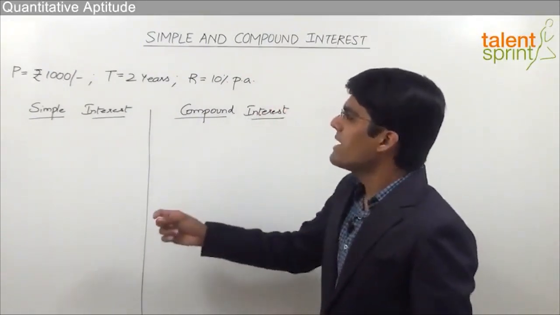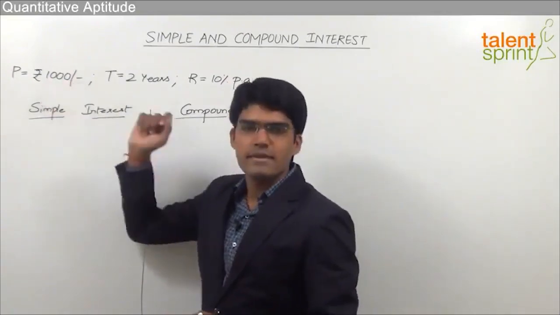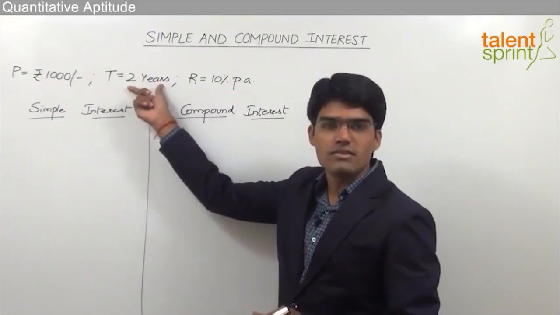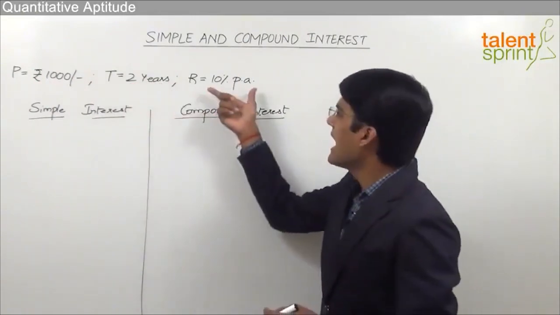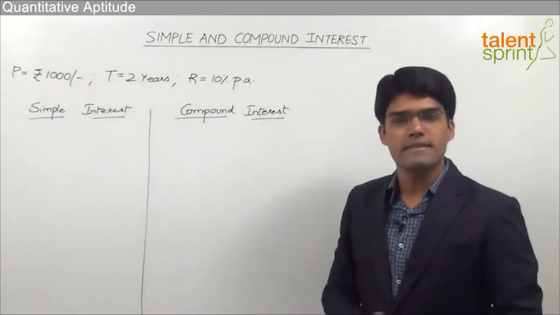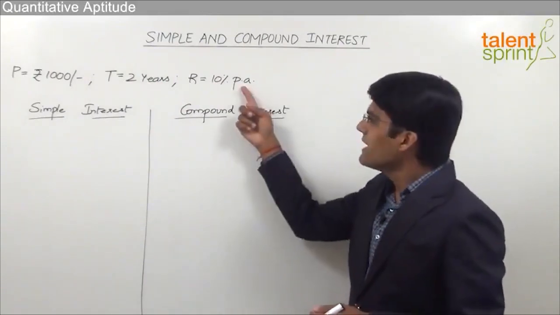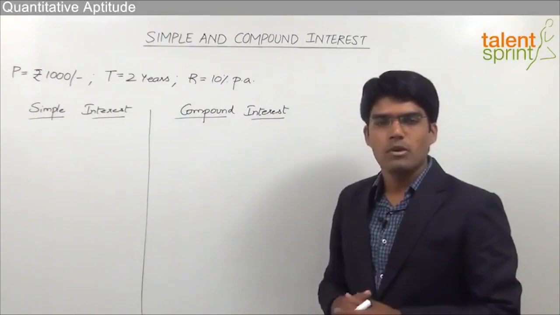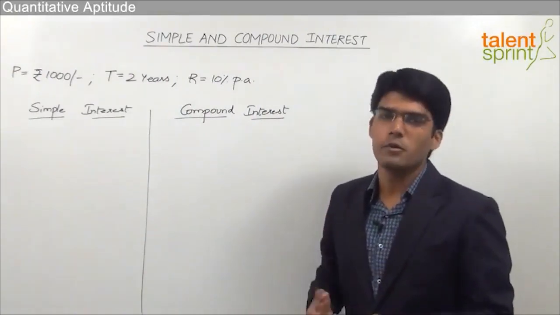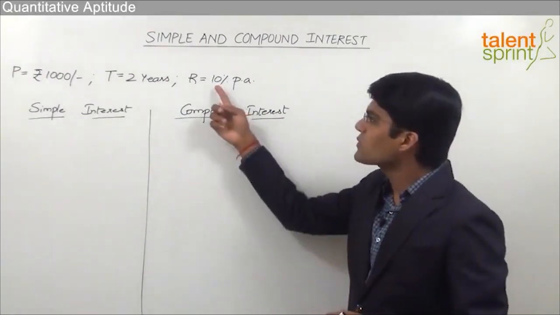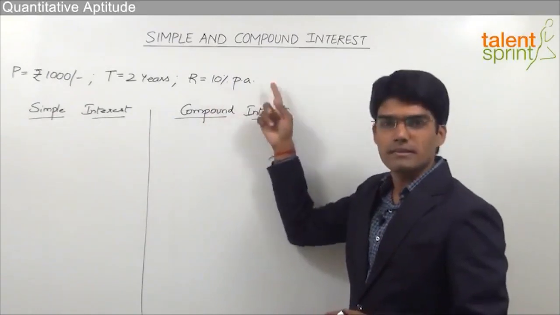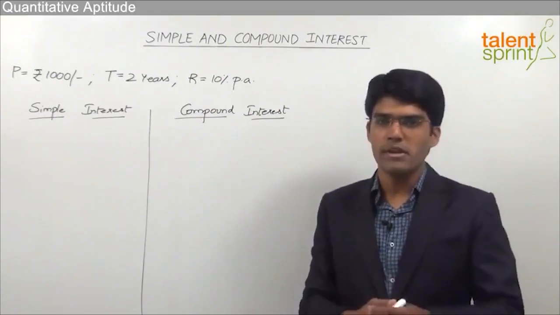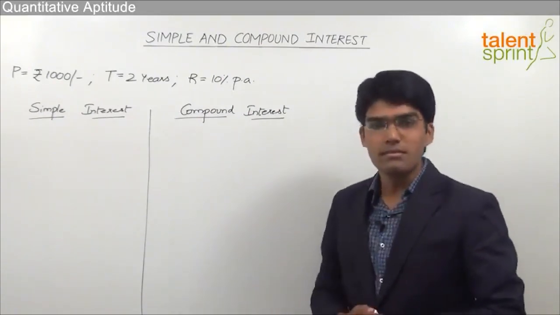Let us assume that an amount of rupees 1000 has been borrowed. So the principal here is 1000 rupees for a period of 2 years. So there is a time period 2 years, and the rate of interest is 10% per annum. That means every year 10% of the principal amount has to be paid. Or we can understand that for every 100 rupees that has been borrowed, the person has to pay 10 rupees per year. So these are the three values, that is 1000 rupees which has been borrowed for a period of 2 years at 10% per annum.